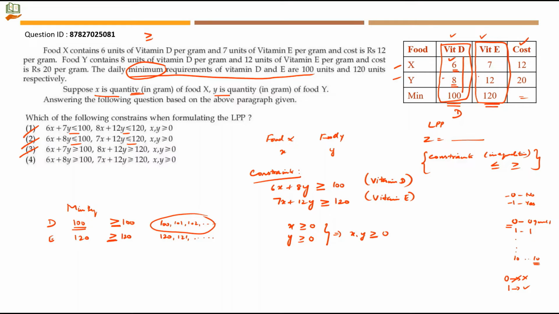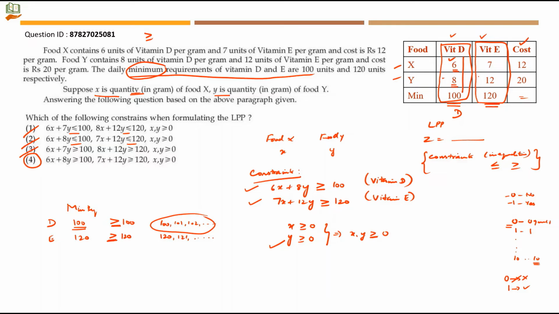Now let's see option 4. 6x plus 8y as we got here greater than or equal to 100. 7x plus 12y greater than or equal to 120. And x comma y greater than or equal to 0. So all these three are present. Option number 4 will be the right answer.